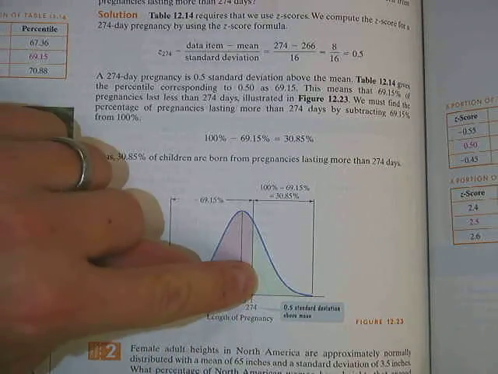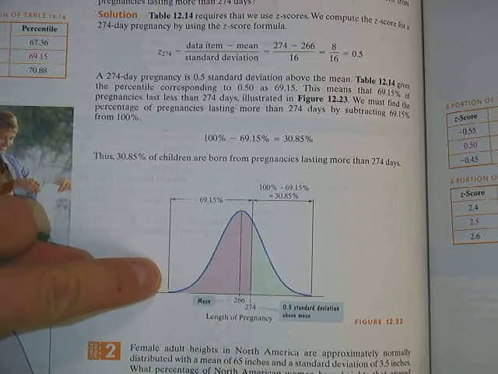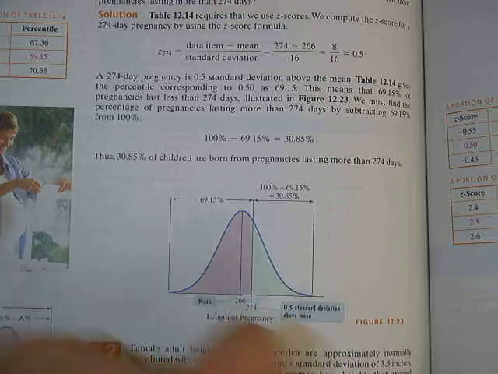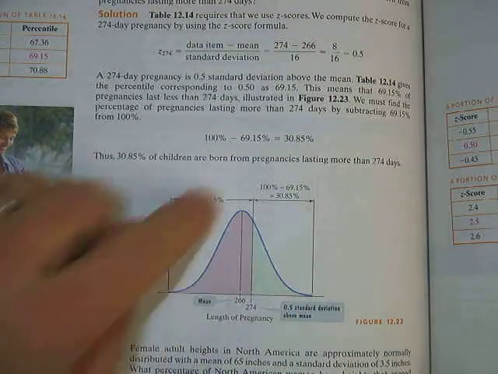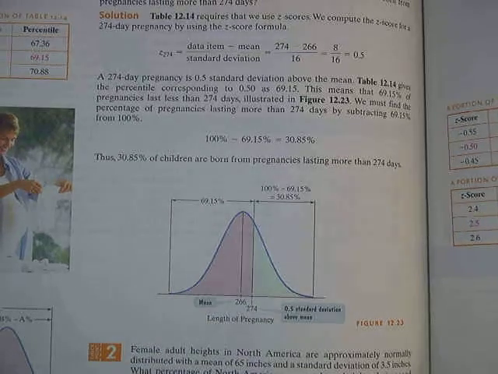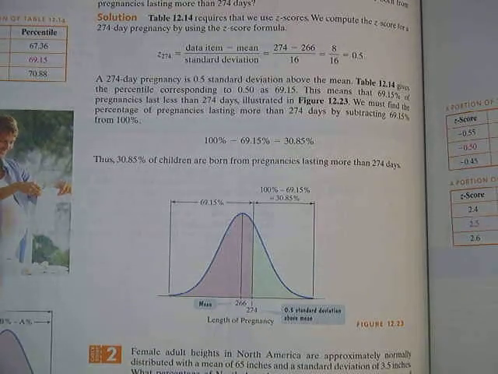The table gives us everything that's below that. That's what the table gives no matter what z-score we have. It's going to give what percent is below that line. So if 69% is below that line, that means 31% better be above that line, because again, the whole entire diagram itself is 100%. Okay?